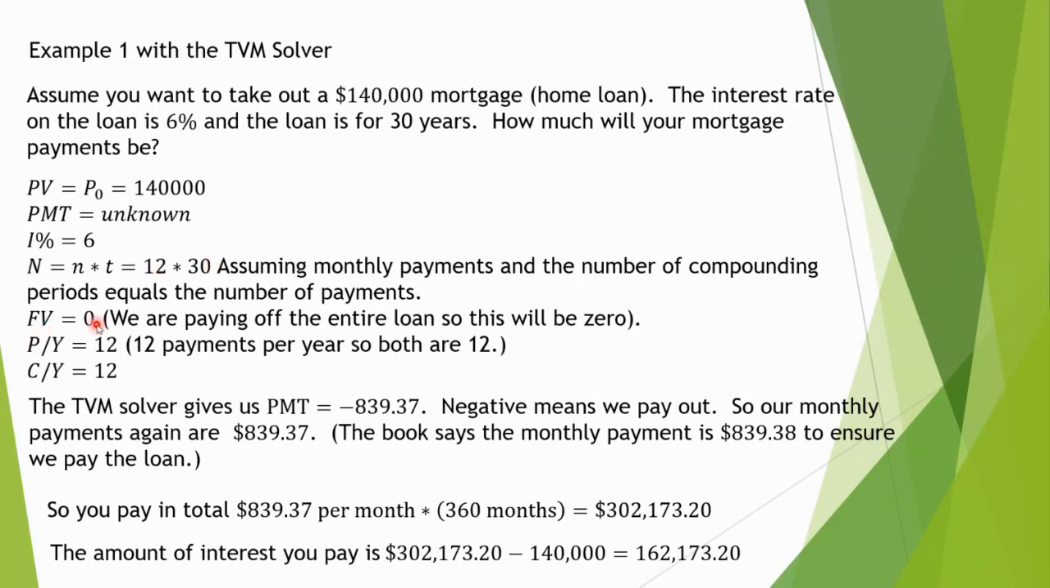Now we want to pay off the entire loan. So because of that, we want FV to be 0. We set it to be 0 because we're going to pay off the entire loan. What we want left that's owed is nothing. This is how much we owe now, PV. This is how much we owe in the future. And these two are always equal in that TVM solver. And since we're making monthly payments, they're both going to be 12.